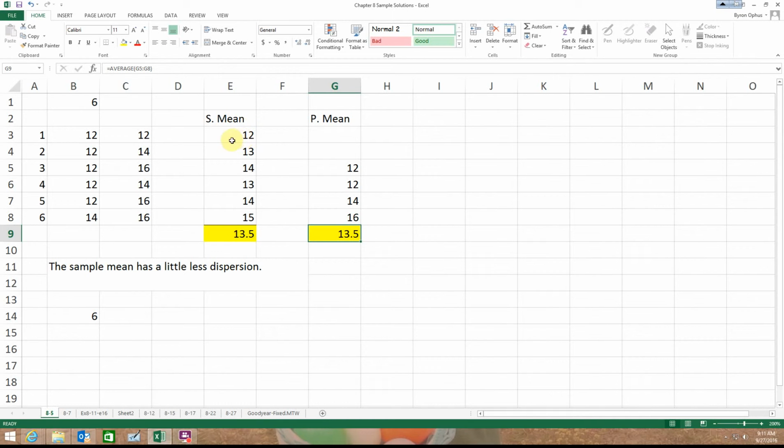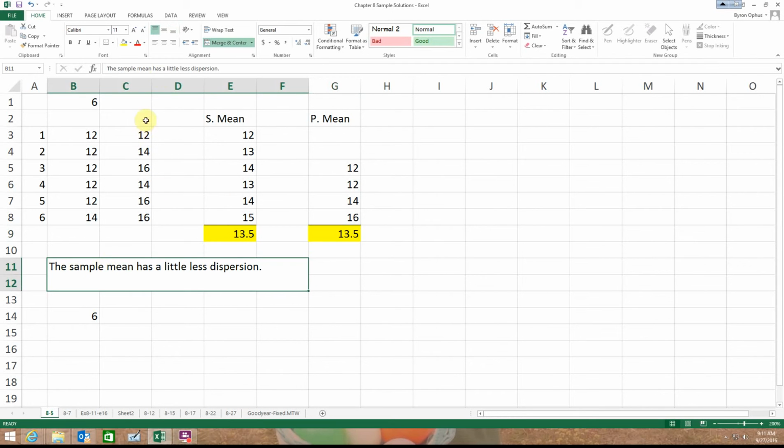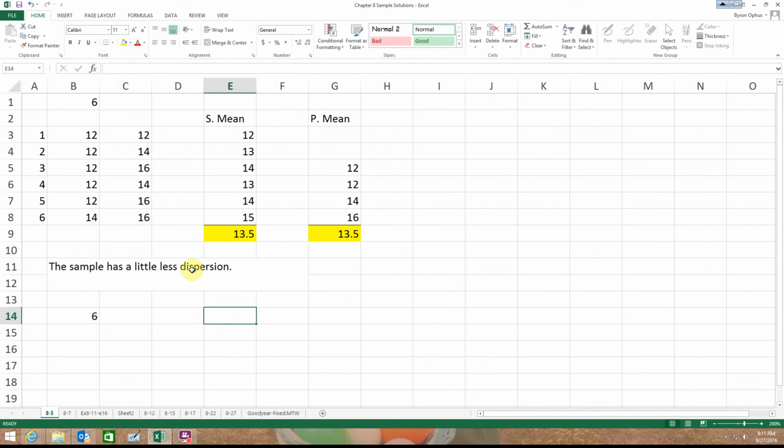I think, maybe of my sample, right, the sample has, I'm going to correct that, a little less dispersion, right? Because the mean wouldn't matter. The dispersion isn't really in the mean; it's in the values that are in the total here, the data set. So anyhow, my sample has a little less dispersion. So there you are.